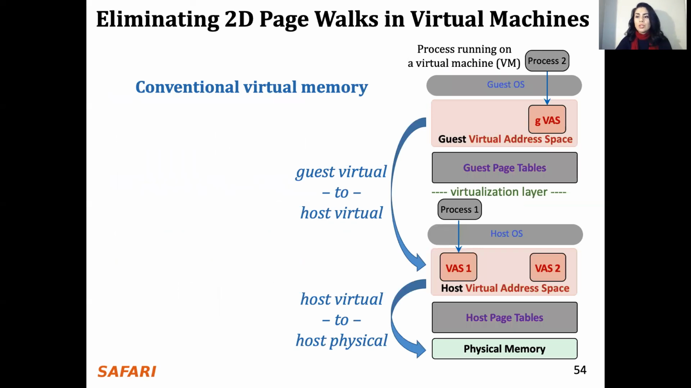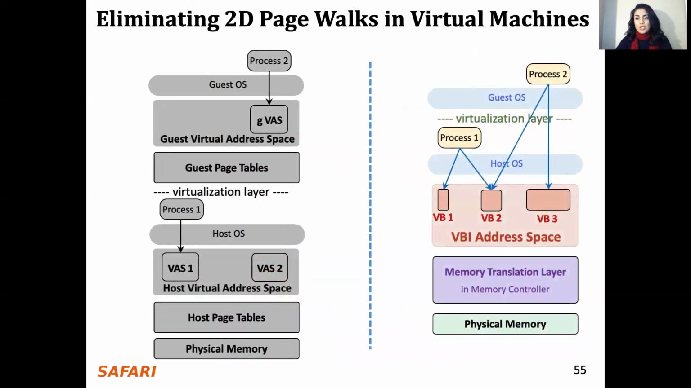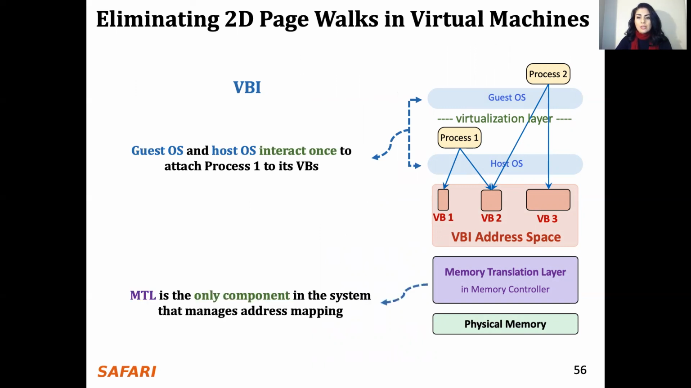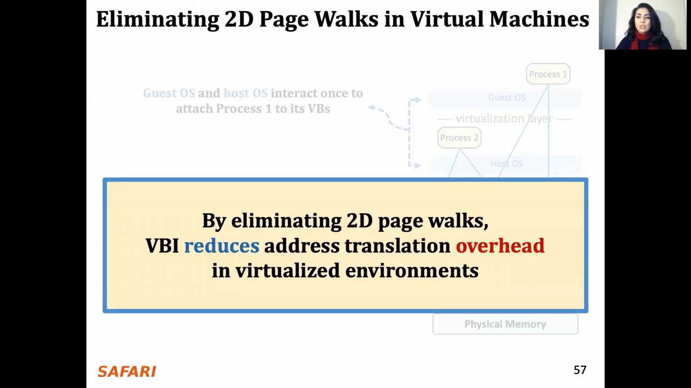As I mentioned earlier, the conventional virtual memory framework suffers from two-dimensional page walks in virtual machines, where both the guest and the host OS perform address mapping. VBI, however, resolves this issue. In VBI, the guest and the host OS interact once to attach the process running on the virtual machine to its VB. Once attached, any memory access from the virtual machine directly uses a VBI address to access all on-chip caches. Since in VBI the memory translation layer is the only component that manages address mapping, the address translation is performed only at the memory translation layer in the memory controller. As a result, unlike existing systems, address translation for a virtual machine under VBI is no different from that for a host. Therefore, by eliminating two-dimensional page walks, VBI reduces address translation overhead in virtualized environments.